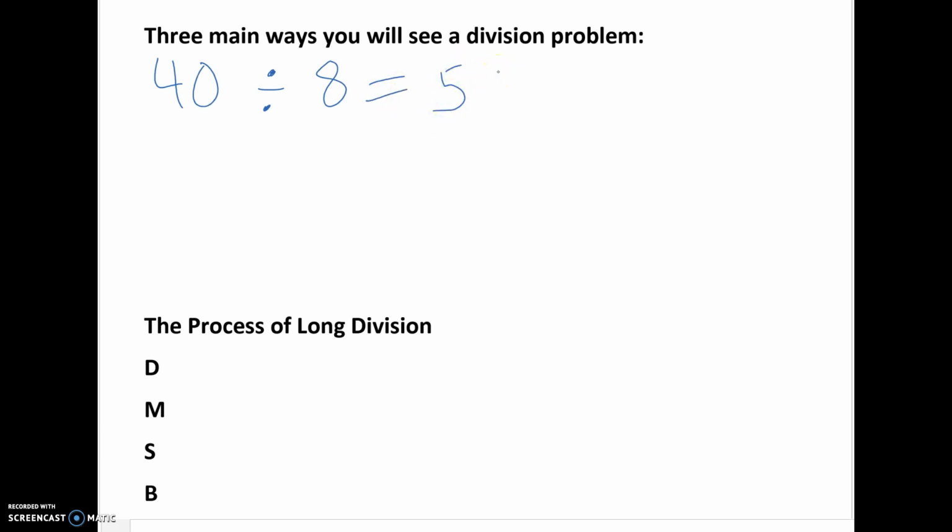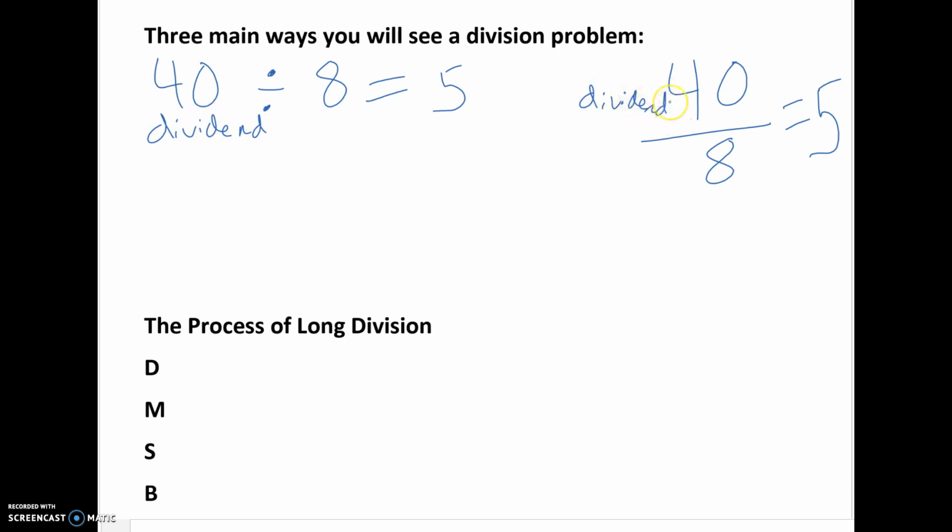Okay, you can also see it like this, like a fraction, 40 divided by 8. Okay, we'll deal with fractions later in the year, equals 5. Okay, so in both of these, our first or top number is the dividend. So 40 is our dividend. It's being broken down into 8 groups, so that's the divisor. And in a fraction, the bottom number is always the divisor. And obviously our answer, I'll just abbreviate here with a Q for quotient.